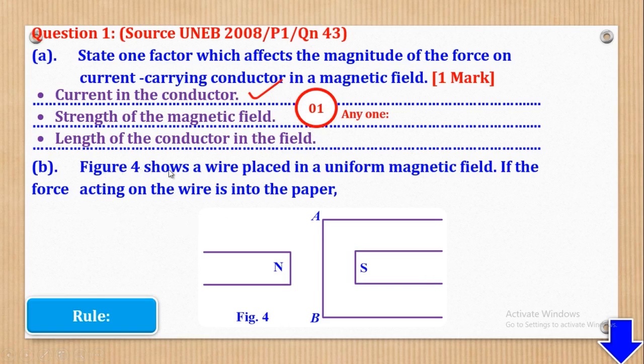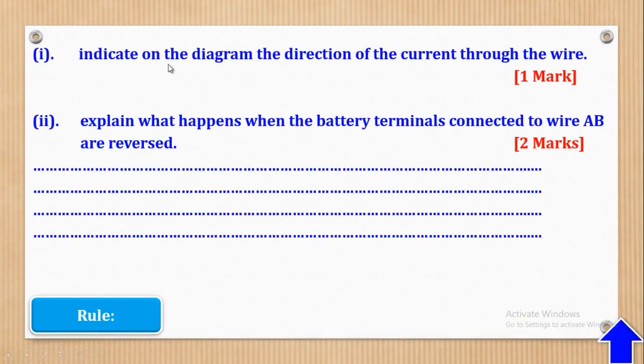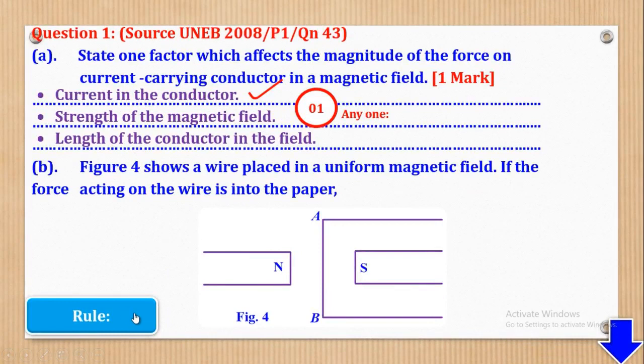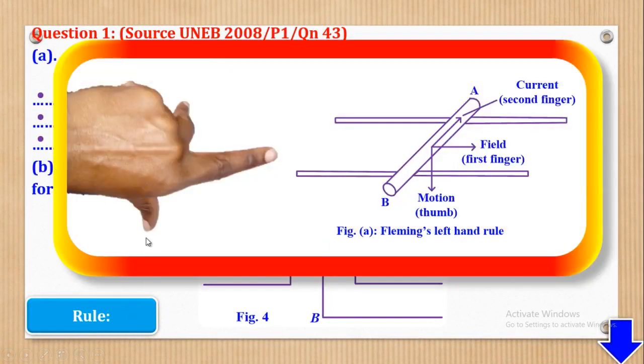Part B says that figure 4 shows a wire in a uniform magnetic field. If the force acting on the wire is into the paper, Roman 1, indicate on the diagram the direction of the current through the wire. Remember they told us the force is into the paper, so we shall use Fleming's left-hand rule. If the force is into the paper, it will be downwards. As you can see, this thumb denotes the direction of the force. Then the field is in this direction to the right, so this one will denote the direction of the field to the right.